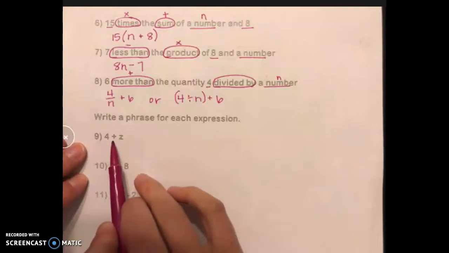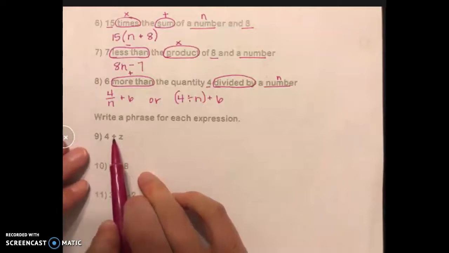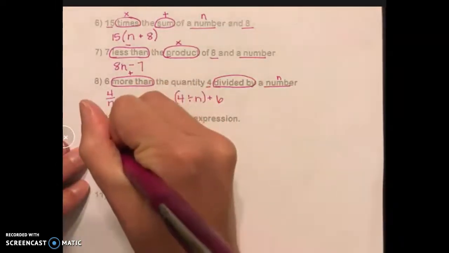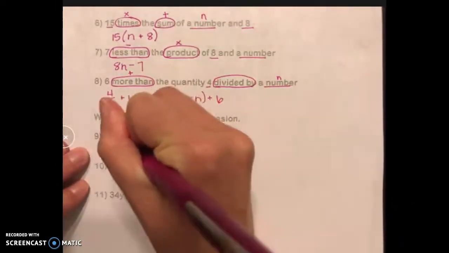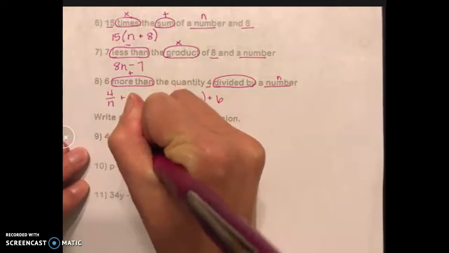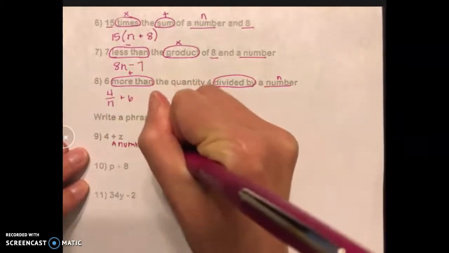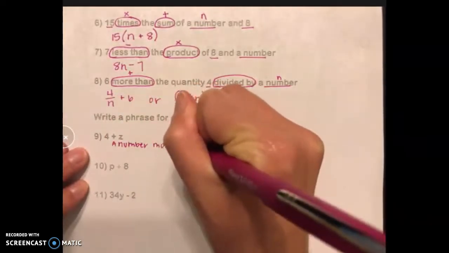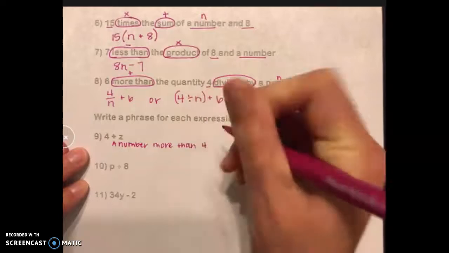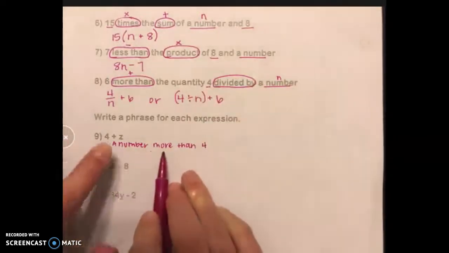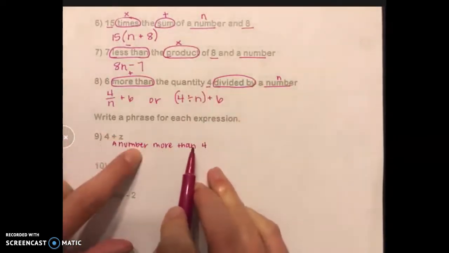So this one is 4 plus z. So what word could we use to represent plus? We could use more than, we could use sum. So I'm going to write a couple different ones down. So we could do a number more than 4. So 4, a number more than 4.